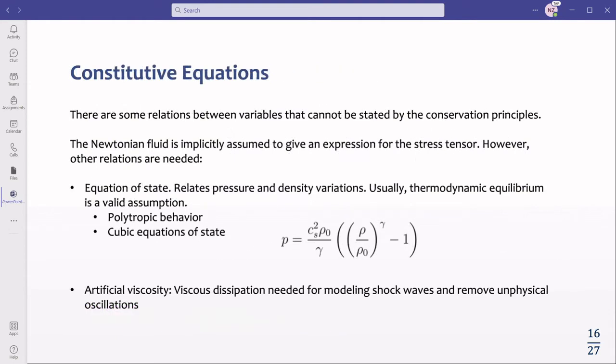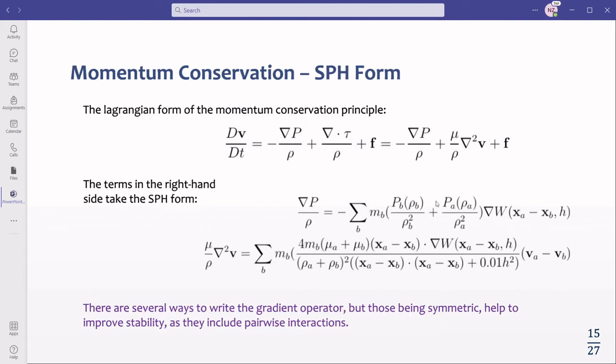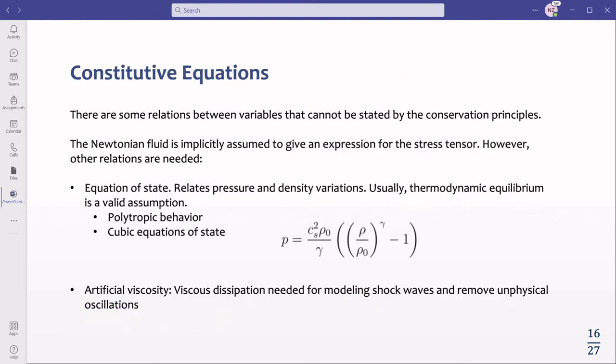Well, as I said, we need some constitutive equations to have a closure in our problem. For example, one that was not said, was implicit, is that we were talking about a Newtonian fluid. And that is why we could express the stress tensor as the viscosity times the Laplacian of the velocity. This is one of them. Also, there are other ones like the equation of state that relates pressure and density.